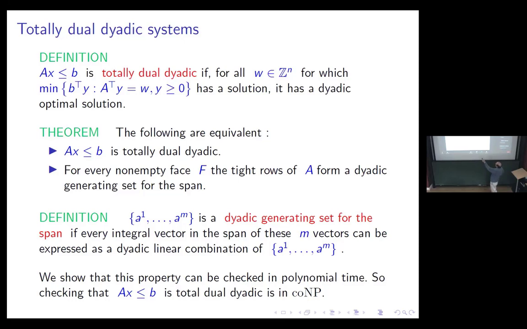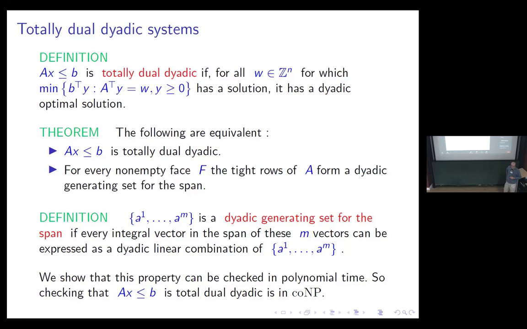So we're saying for every integral objective function W that we might want to put in the primal, the dual problem, if it has a solution, has a dyadic optimal solution.